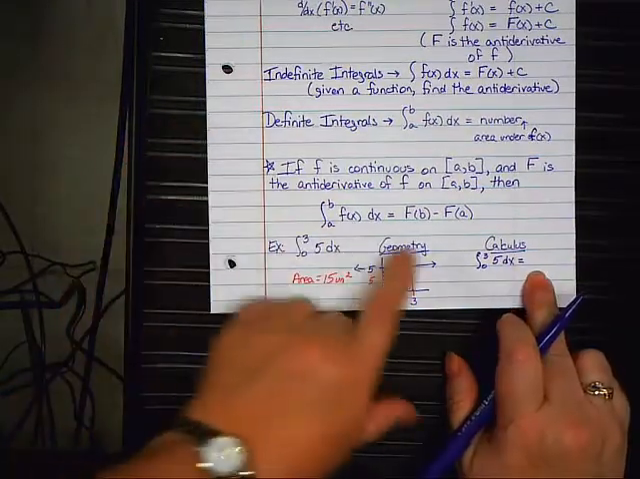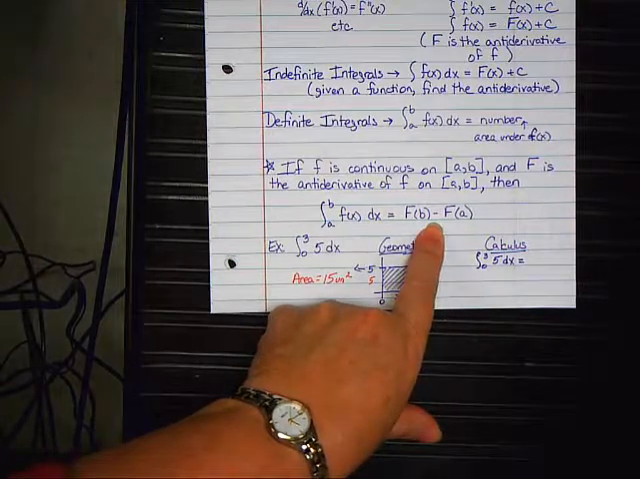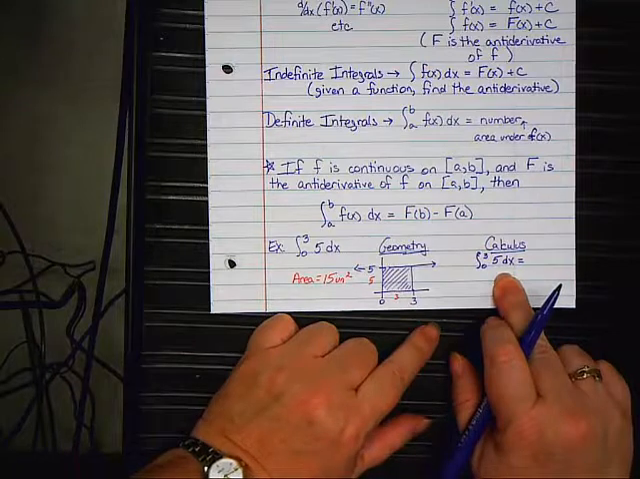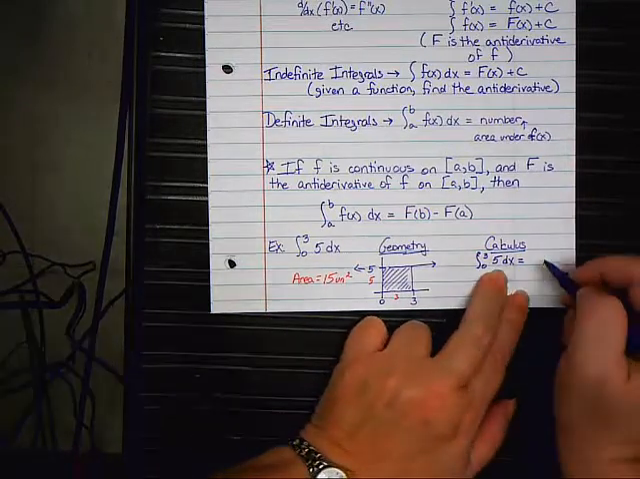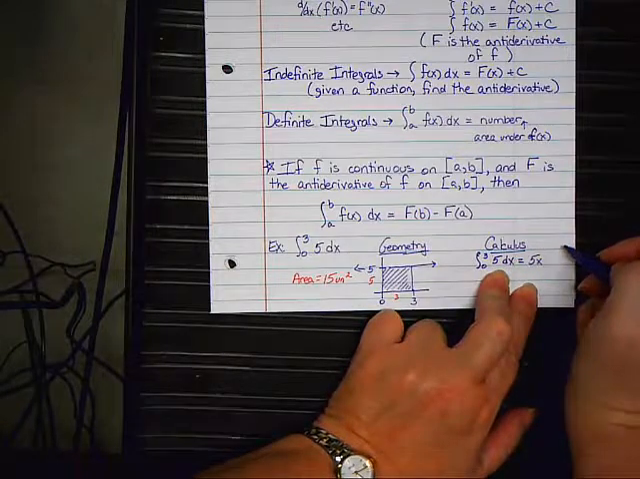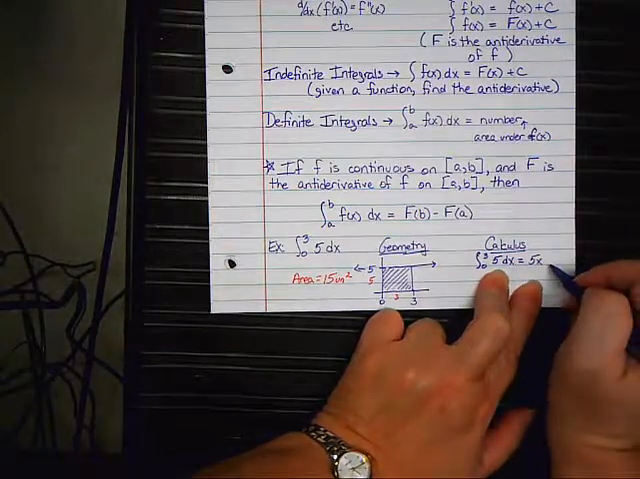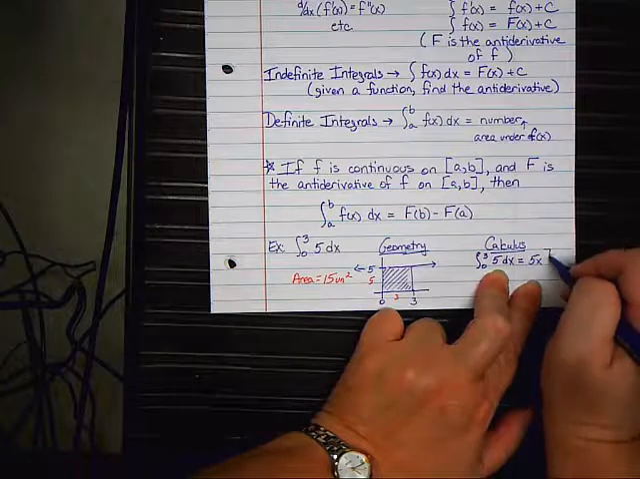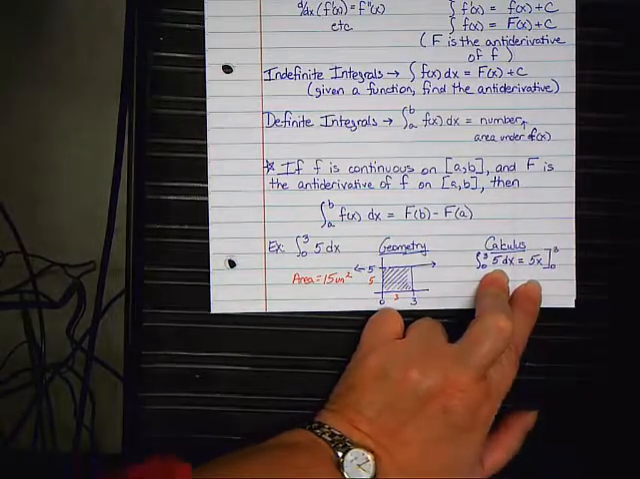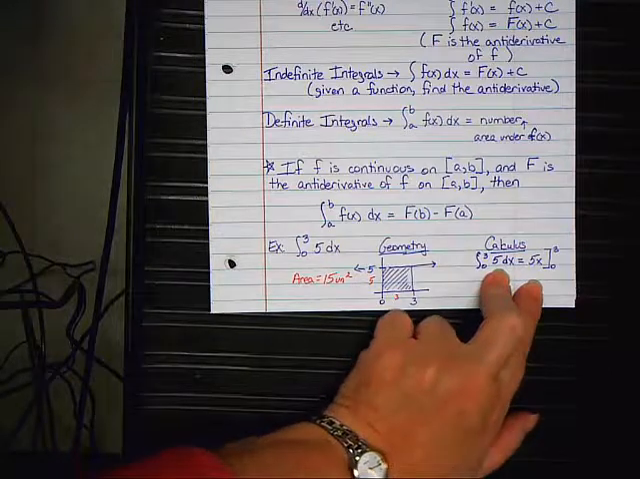Okay? The first thing you've got to do before you go to this step with the capital F of b minus capital F of a is tell me, what is the antiderivative of 5? And the antiderivative of 5 is 5x. But we don't put the c, and I'll talk about that in just a minute. What we do put is the back half of a bracket, and we bring over the 0 and the 3 like so. We don't put the c.